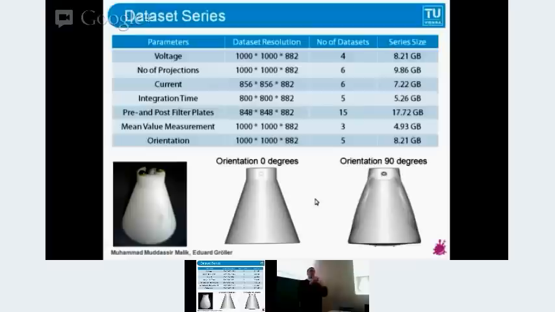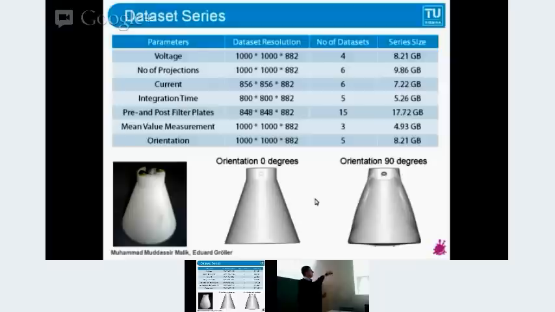And the parameters can be the voltage. The scanning means that you're taking individual X-ray images, which is called the projection, and then you are rotating your object, and you're generating 360 or 720 of these projections, and from that you are back projecting the information, and you get a 3D volume. How much current do you need, integration time? Sometimes they're using pre and post filter plates and so on. So there are very many parameters, and this generates several data sets.